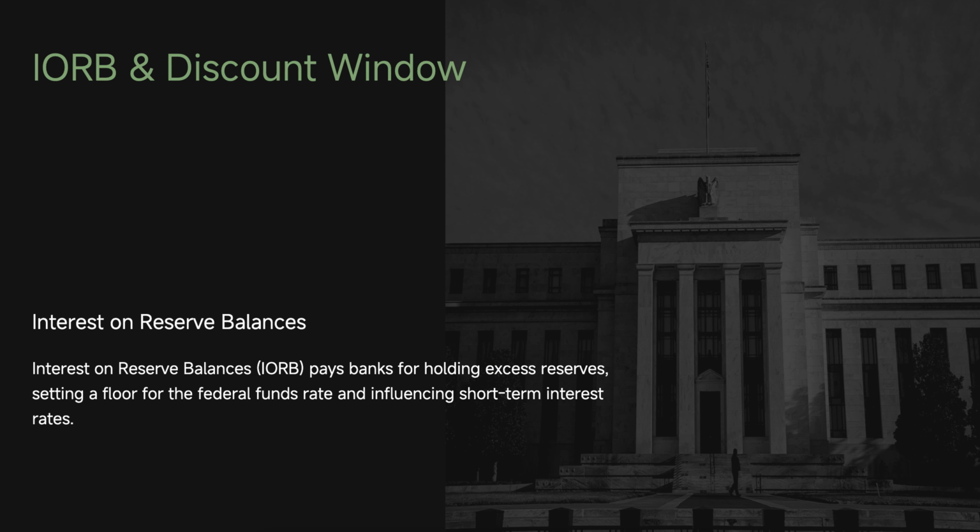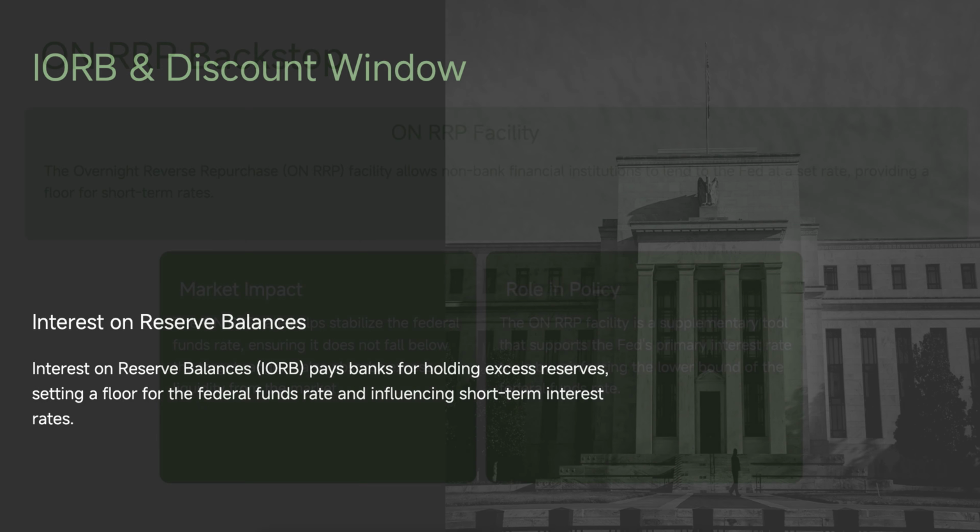IORB, or interest on reserve balances, is one of the Fed's most powerful tools. By paying interest on bank reserves, the Fed sets a floor under short term interest rates. Banks won't lend for less than what they can earn risk free at the Fed. The discount window, meanwhile, is a backup lending facility for banks. Its rate sits above the funds rate target and acts as a ceiling. Together, these rates form a corridor that helps anchor short term rates where the Fed wants them.